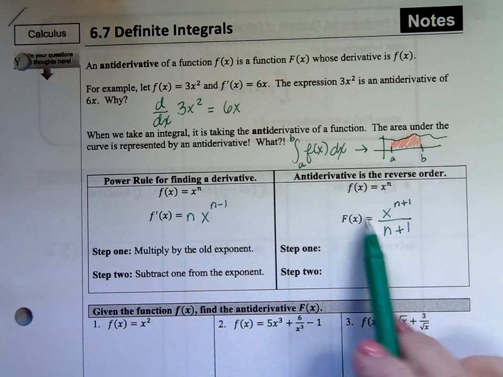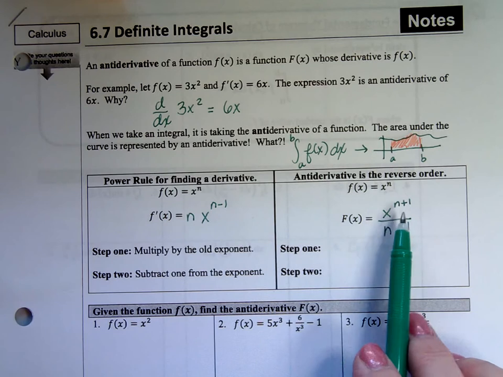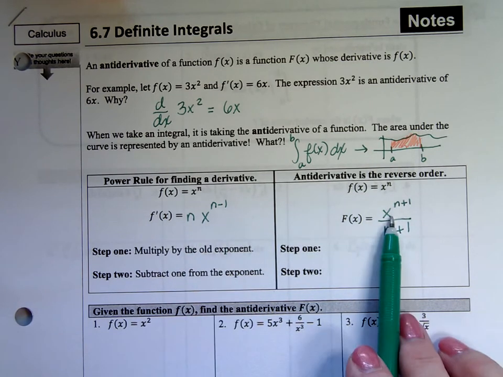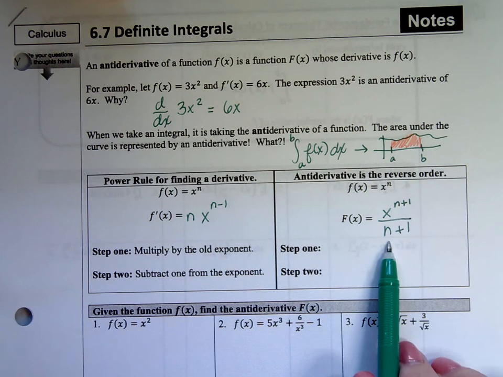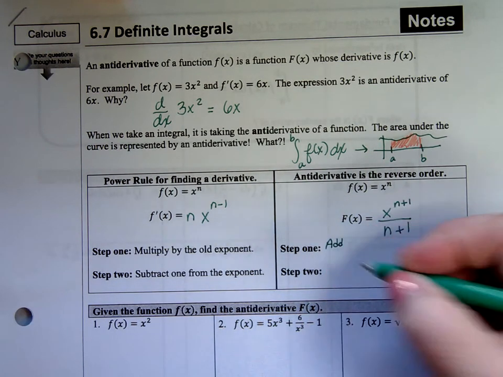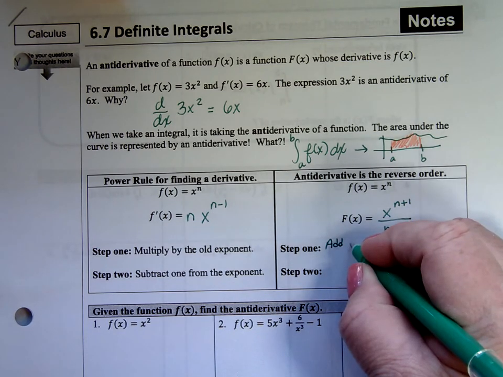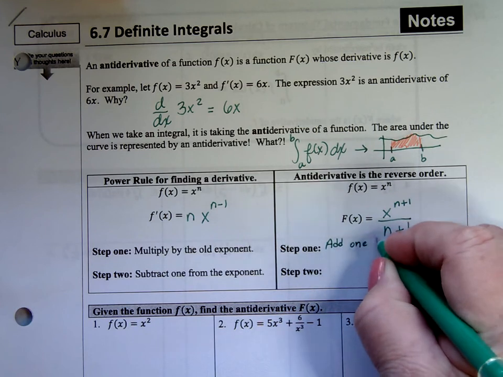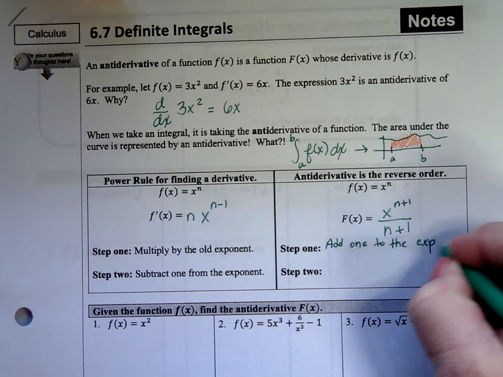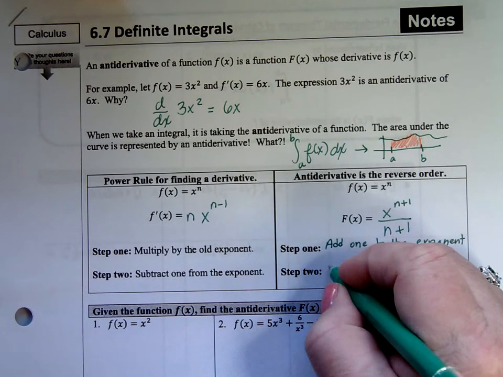So this time, to get the antiderivative, if I were to go in reverse and undo this, I'd be adding a power on and then dividing by the power. So step 1 is add 1, and this is really important. This is going to be used a lot in the next few sections. Add 1 to the exponent, and then divide by the new exponent.